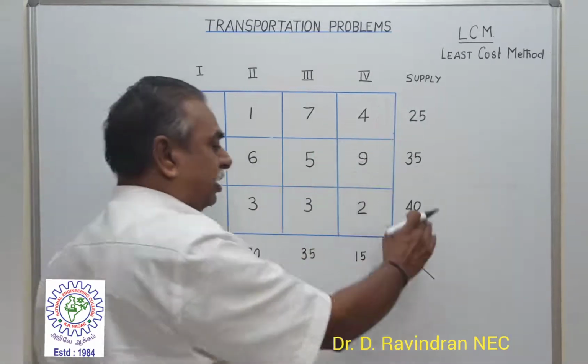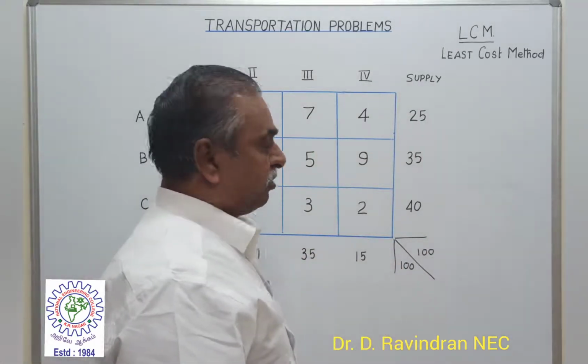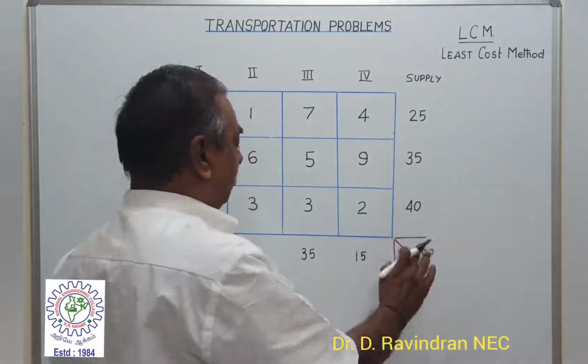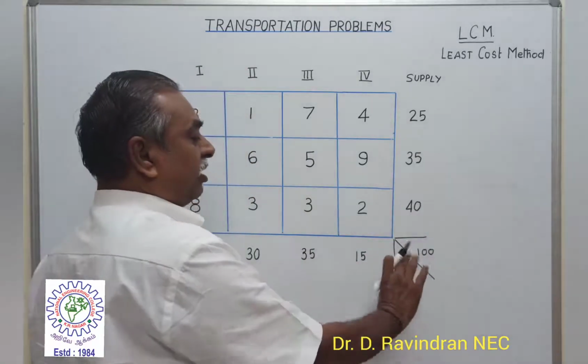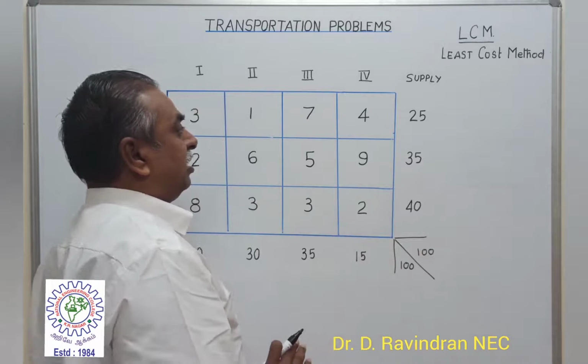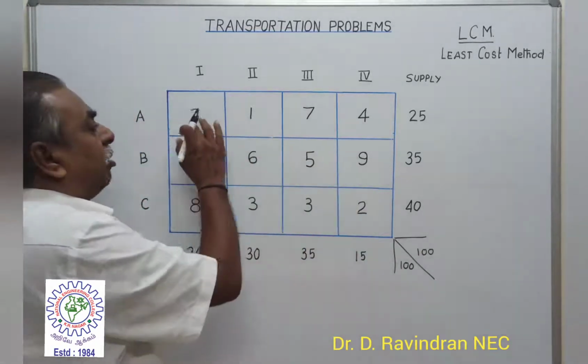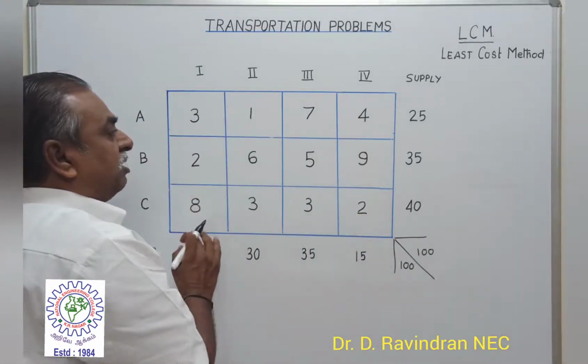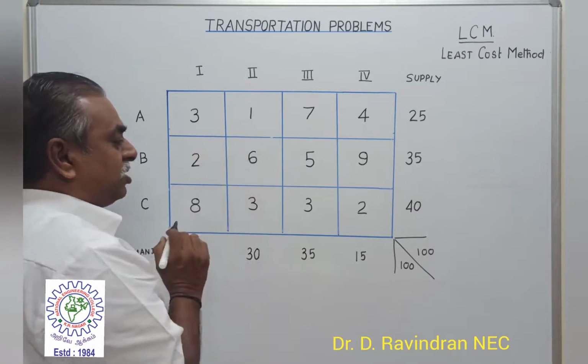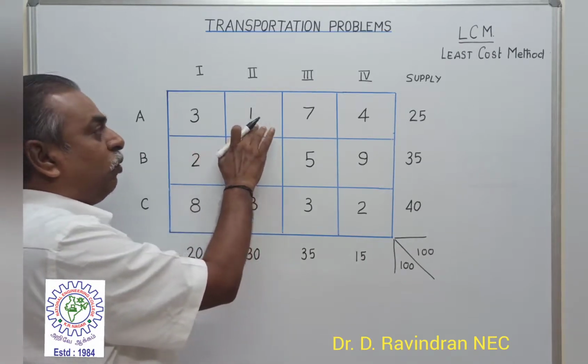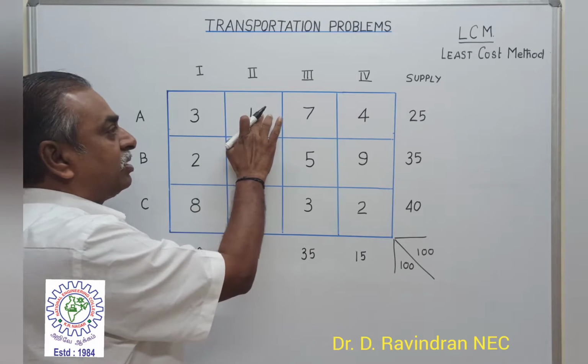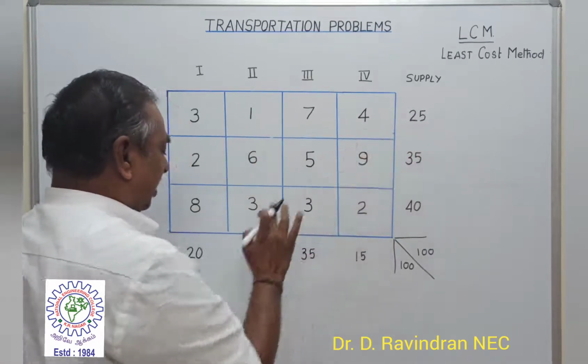Here we also notice this is a balanced transportation problem, where the supply as well as the demand are the same, matching each other. Now in this method, among the transportation costs, we have to find the lowest cost. In this table it happens to be 1. So at this cell we can concentrate on the supply and demand.